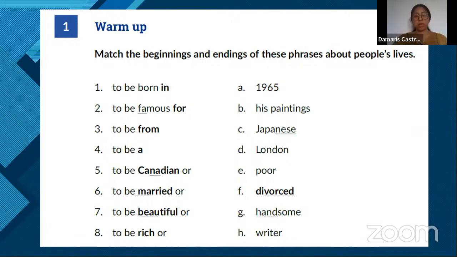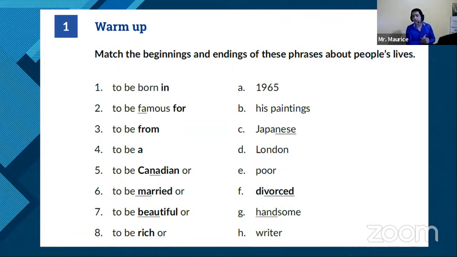To be from London, to be a writer. Okay, can you repeat the number 3? I'm sorry. To be from London. Okay, number 4, to be a writer. Escritor. Okay, yes. Okay, thank you. You were right, or you are right. Thank you. Okay, let me see another students.